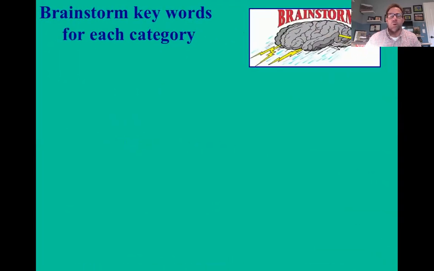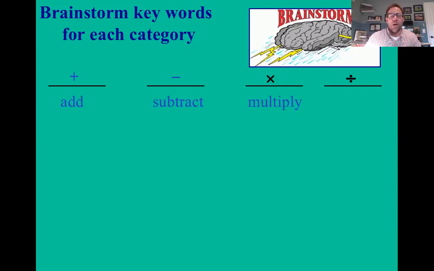So the first thing that we're going to do before we start learning how to actually translate is we need to brainstorm words that mean our 4 major operations in math. So we have plus, minus, times, and divide. So for example, I'll do the first row. So we have add, subtract, multiply, and divide.